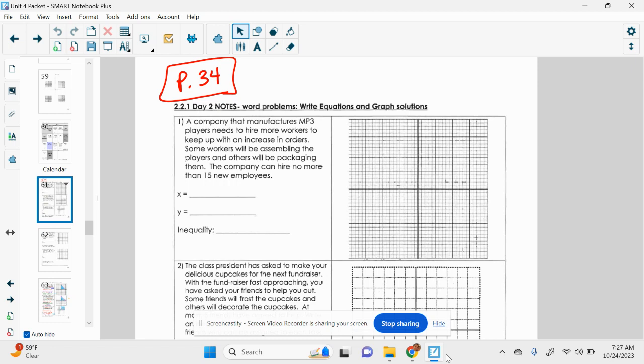So today what we're going to do is day 2 of writing equations of inequalities and graphing our solutions. So we're going to start on page 34 in your packet, and it should look like this, just in case it's not page 34, but it should be page 34.